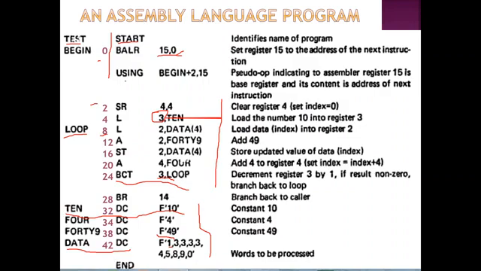Similarly, we are also using a pseudo-op. This is only for information to the assembler. It is using begin plus 2. Begin is 0, plus 2 will be this line. That will be the contents of the base register, is what we are saying. Because BALR is an RR type instruction, it occupies 2 bytes. That's why it starts at 0 and the next instruction will be at location 2.